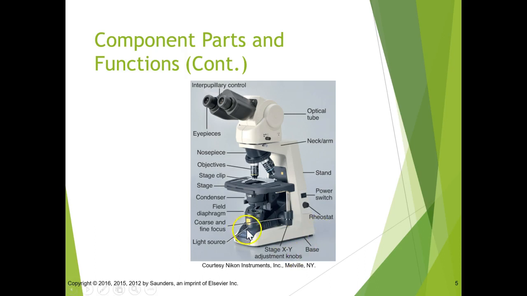The light source, like I said, comes from the bottom. We've got a stage, X and Y adjustment knobs, which means it takes your slide and moves it front and back and side to side. The rheostat turns your light up and down. We usually have a power switch. Now, this is not the exact microscope we're going to have, but it's very similar. The power switch will be very close to the rheostat in almost all situations.